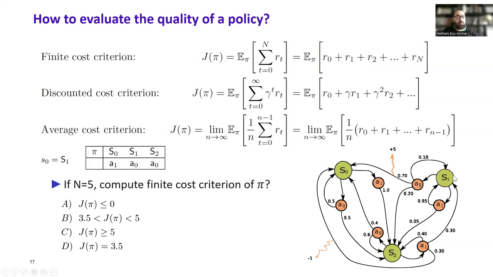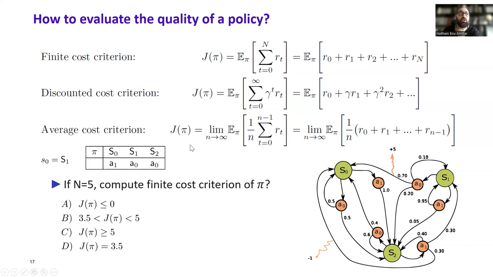If I start from S1 and apply this action A0, then I will arrive at S0 with a probability 0.7, and get a reward of plus 5. Now, if I am at S0, I need to apply an action A1 according to my policy, and that would get me to S2. If I am at S2, I will apply A0, which gives a probability of 0.4 of going back to the S0 state, or a 0.6 probability of staying in the S2 state. So now we understand the policy that we want to apply in these different states.